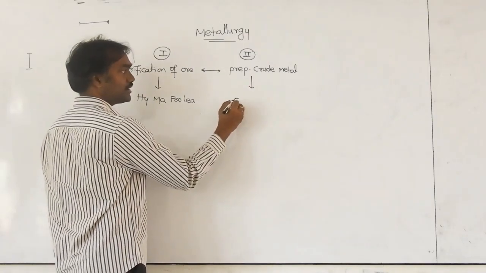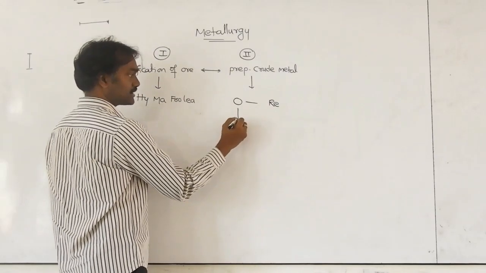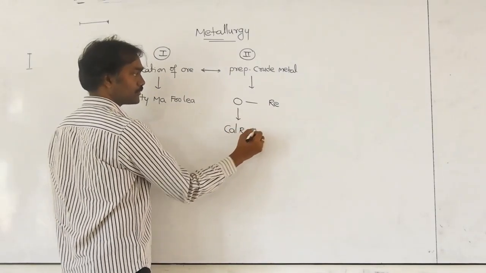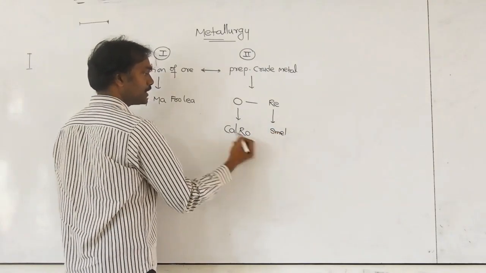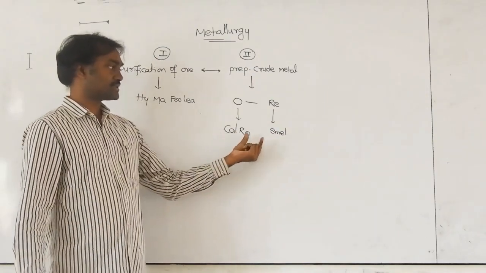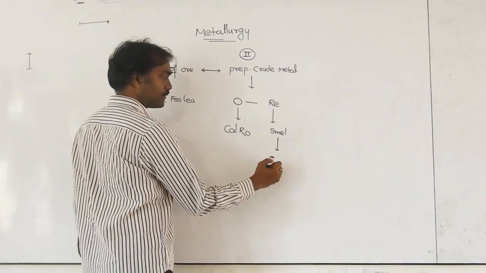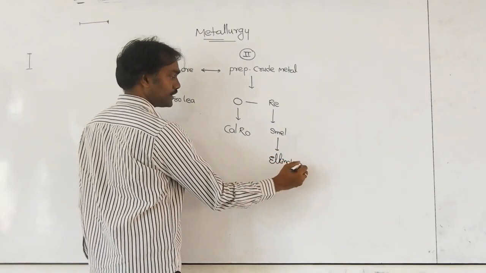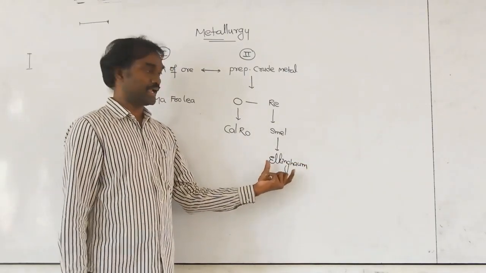So what are those? Ore: oxidation or reduction. In oxidation, calcination and roasting; next, in reduction, the smelting process. So calcination process, roasting process or smelting process. In this we have the Ellingham diagram. So now we are going to discuss the Ellingham diagram.